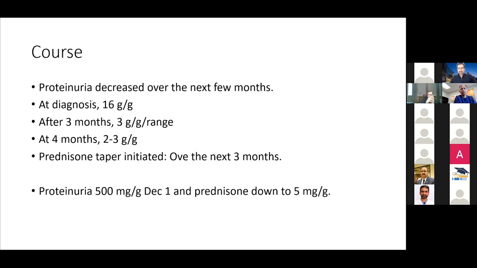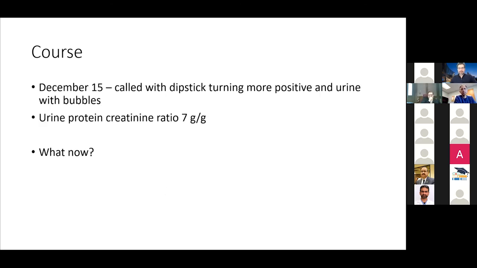So 2 weeks later, she called and says, well, all of my minimal change disease patients have dipsticks, urine dipsticks. So she said it's turning more positive and my urine has bubbles now. We checked the urine protein creatinine ratio at 7 grams per gram. And so this is very classic of this disease, right? It's an acute diffuse podocytopathy. We know she had 500 milligram per gram.